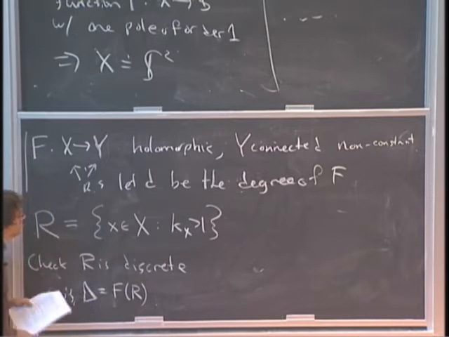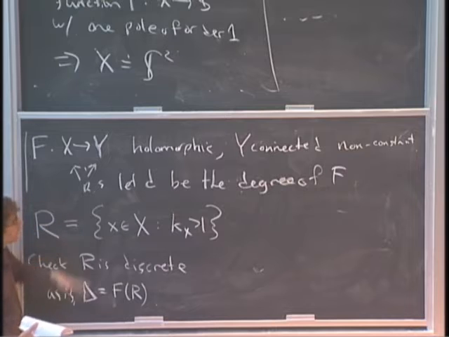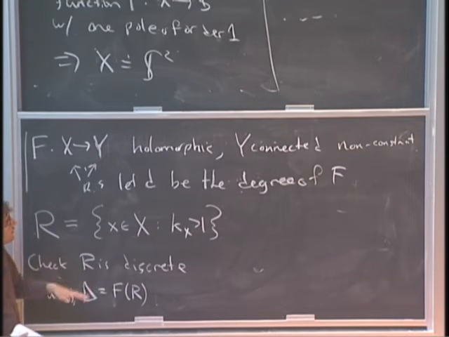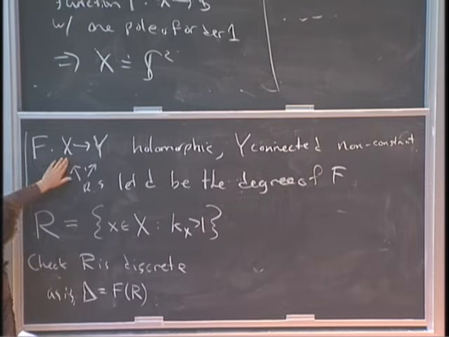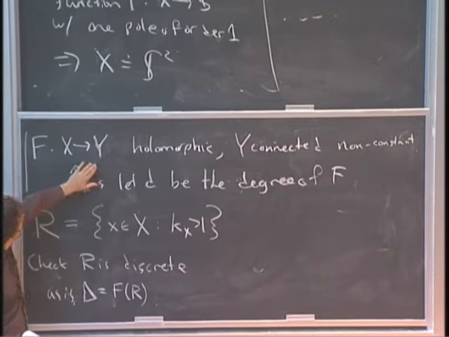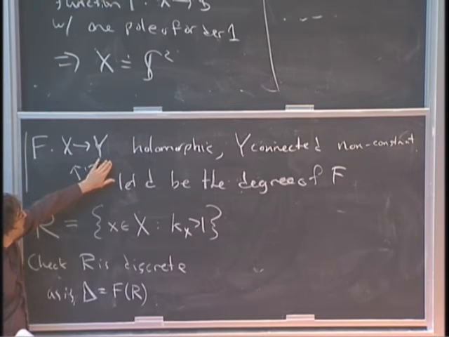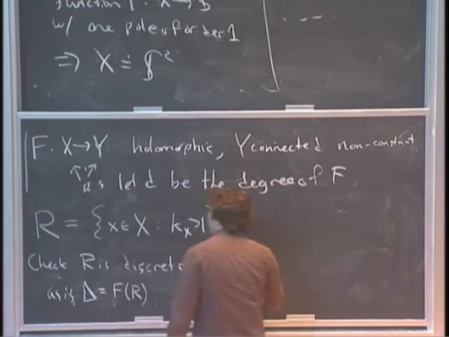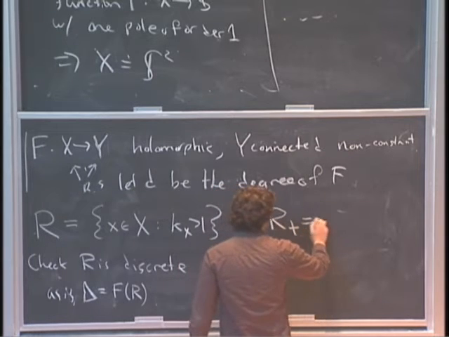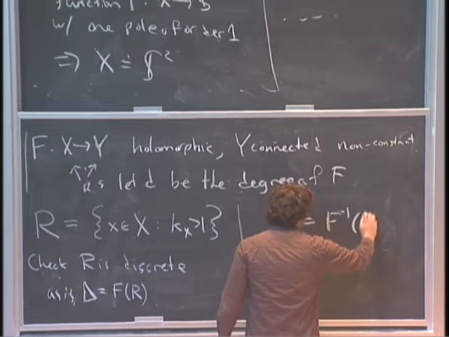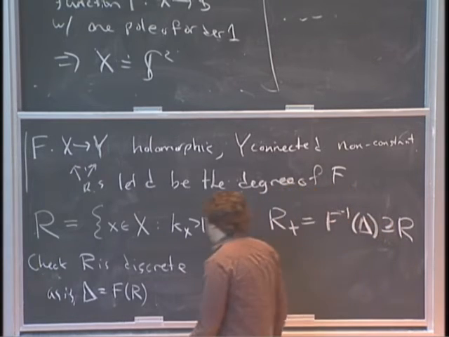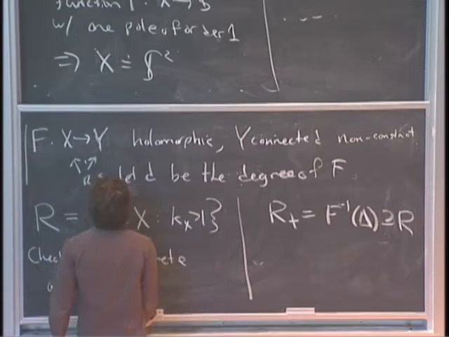Okay, so what we want to say is that away from the set R, F is a local diffeomorphism. That's exactly what the inverse function theorem, or our neighborhood theorem, tells us. So we want to use this to say that F is some kind of covering map when you remove the points R. But that's not quite true, because if you just remove the points R and the points delta here, there may be points in X that sit over delta. So for that reason, we make the following slightly bigger set, R plus, which is equal to F inverse of delta, which of course contains R. I'll draw a picture in a second to make this clearer.